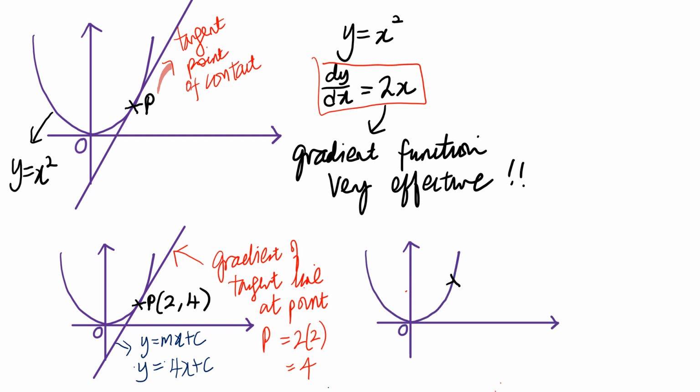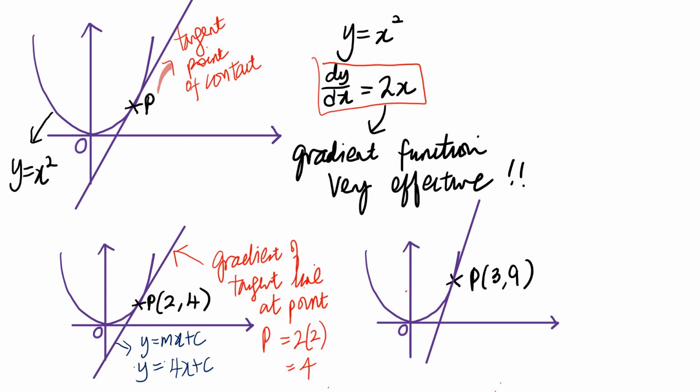Let me give you another example. Now the x coordinate of point P becomes 3, no longer 2. So of course your tangent line will look different from the earlier one when your x coordinate is 2. It will look a bit steeper. So how do I find the gradient of this tangent line?